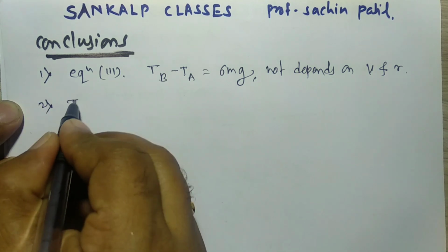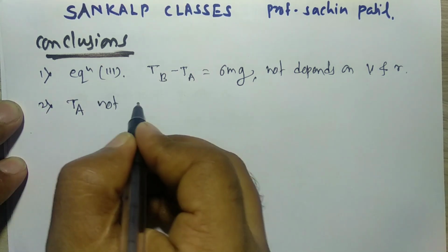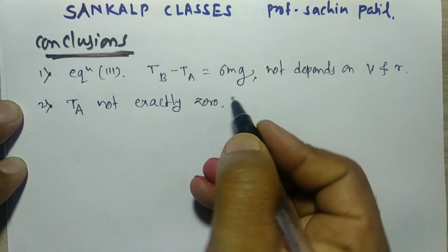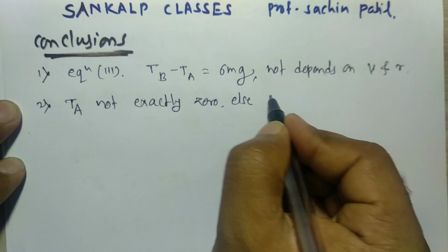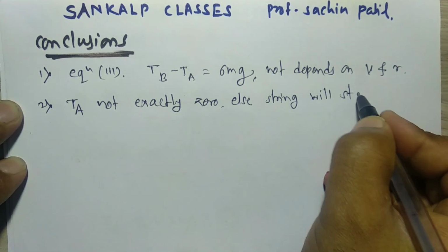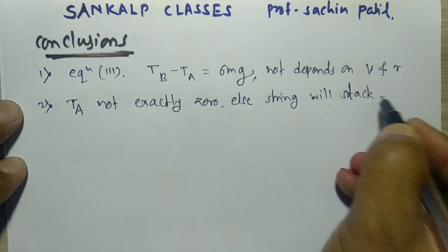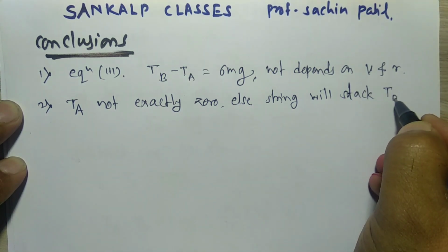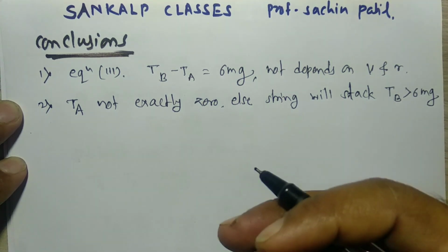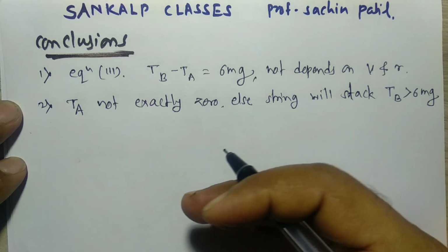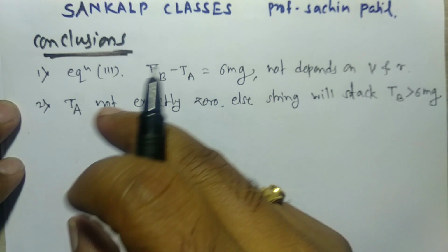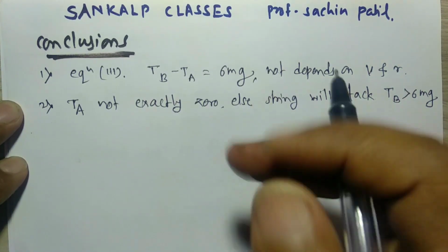The second conclusion is that TA is not exactly zero, else the string will slack. That means TB is greater than 6 mg. TA does not become completely zero. If it becomes zero, the string will slacken, and therefore the vertical circular motion is completely disturbed.